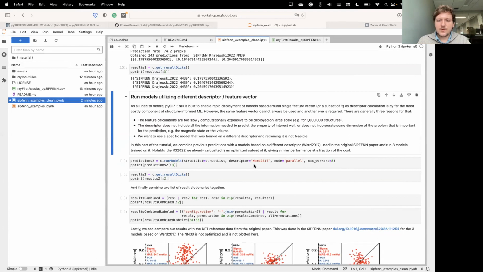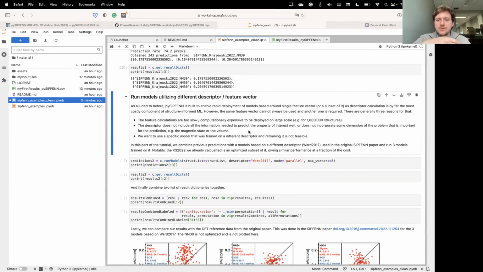So we want to limit the number of times we have to calculate the structures. That's why generally we would like to reuse the same feature vector for the model, but it's not always possible, because sometimes, for example, the feature vector might not have a feature that you need. An example is that PySIPFENN doesn't include the volume information. And if you had a property for which you had a data set of volume-dependent data points, and wanted to run it, that wouldn't be possible, and you would have to use a different feature vector.